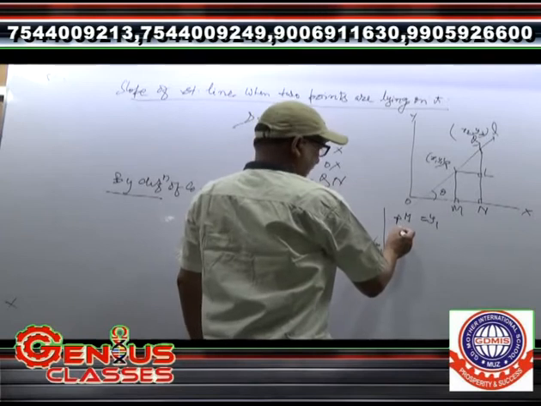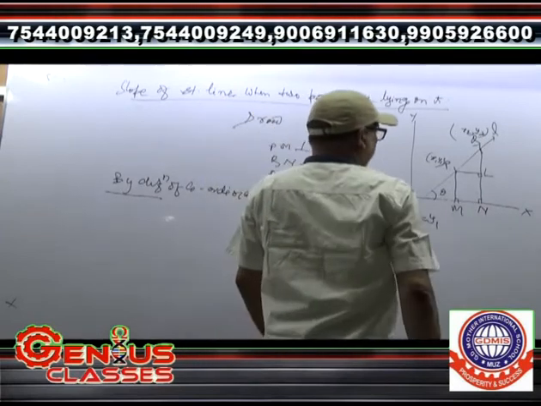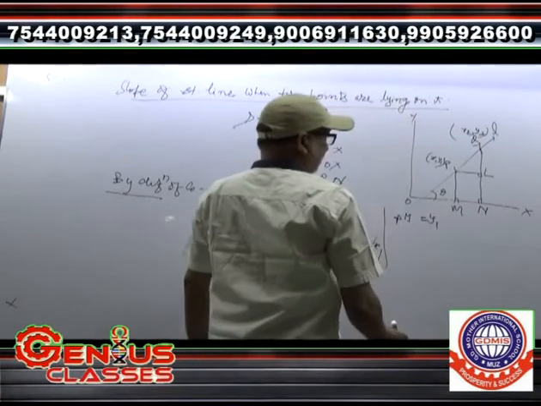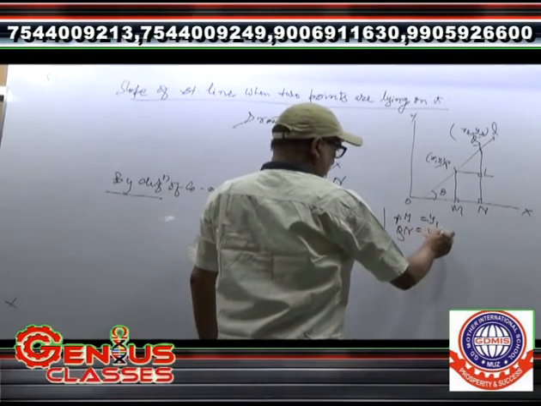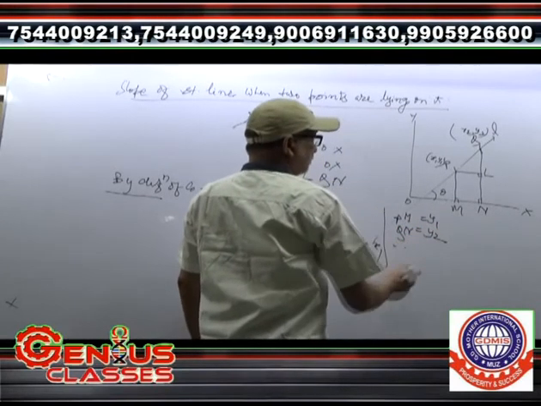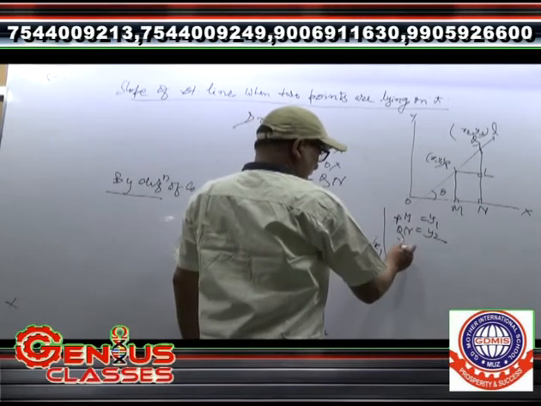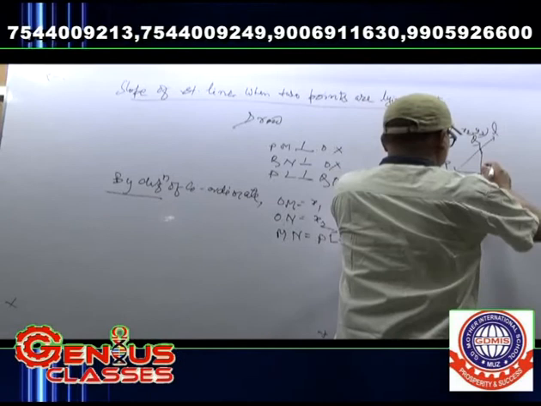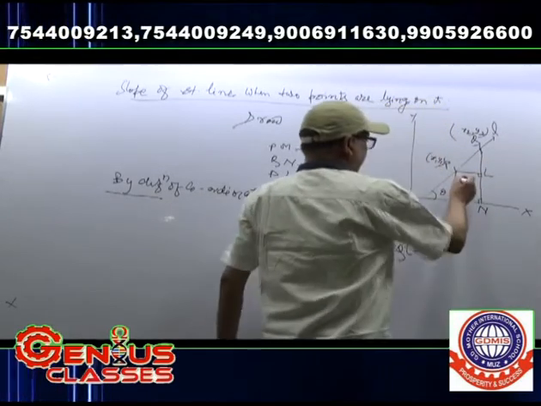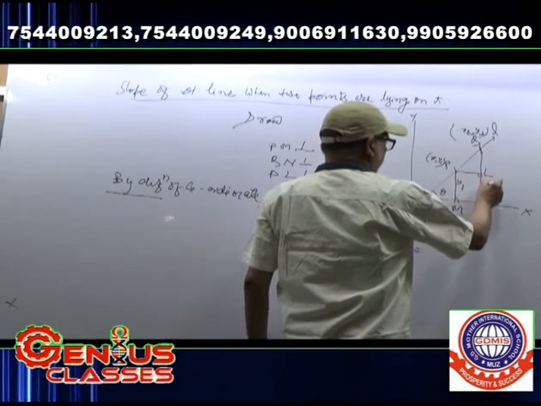Now PM is equal to y1 and QN is equal to y2. Therefore QL is equal to QN minus LN. ये y1 है, ये भी y1 है.